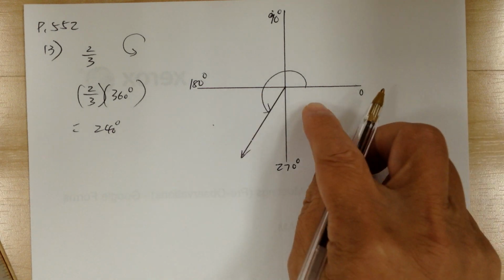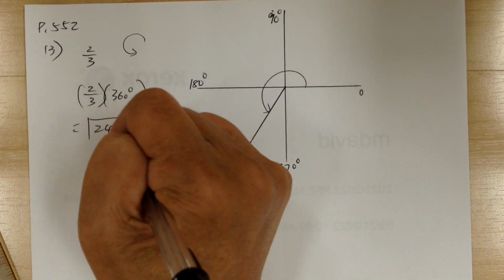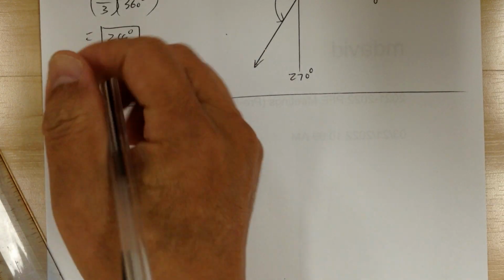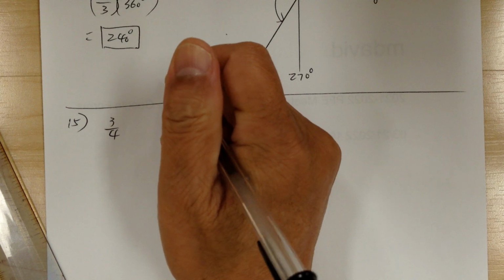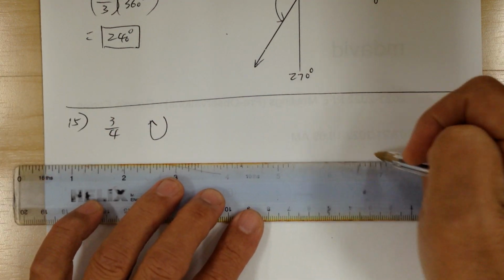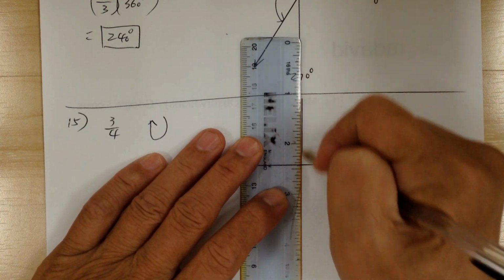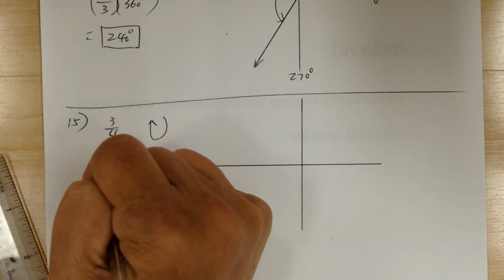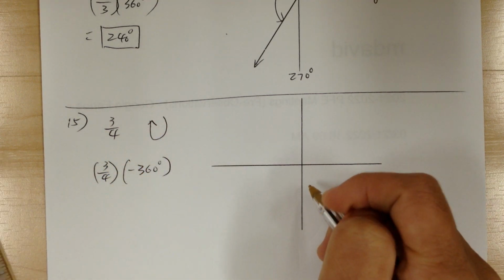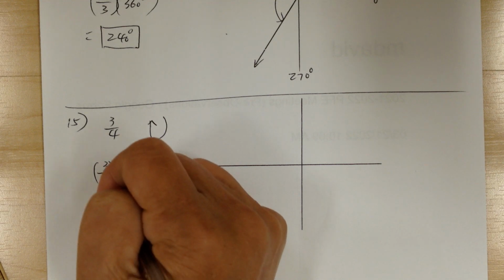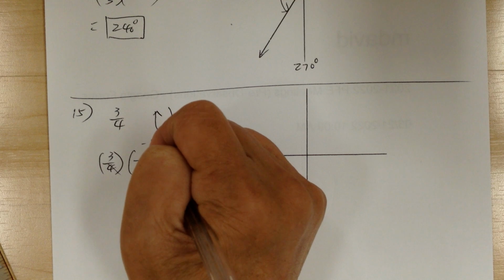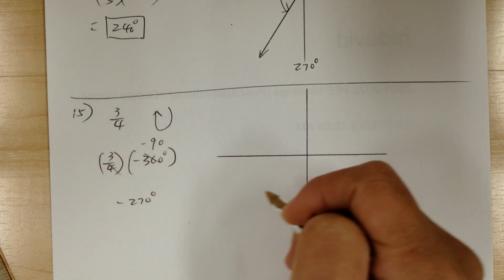And again, this location is your angle. Number 15: 3/4 of a revolution clockwise, going this way. So it's going to be a negative angle. Again, it's going clockwise, so it's negative. So it'd be negative 360 degrees, and you multiply by 3/4. So it'd be negative 270 degrees.